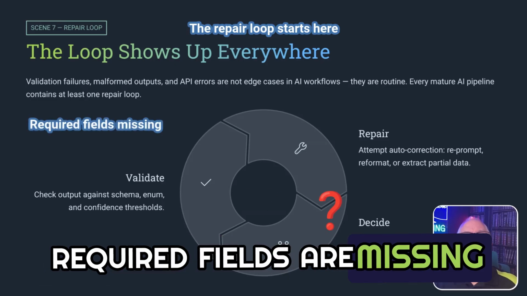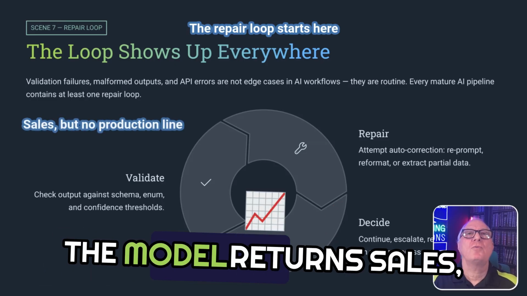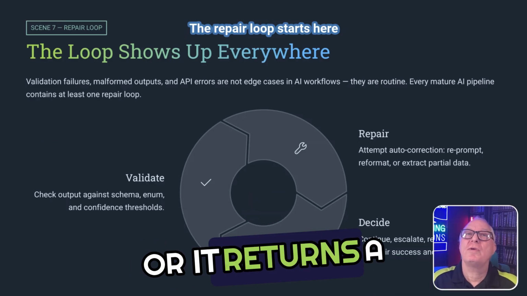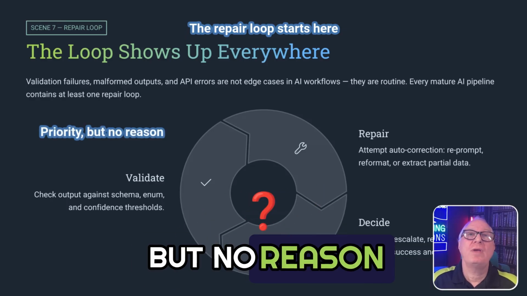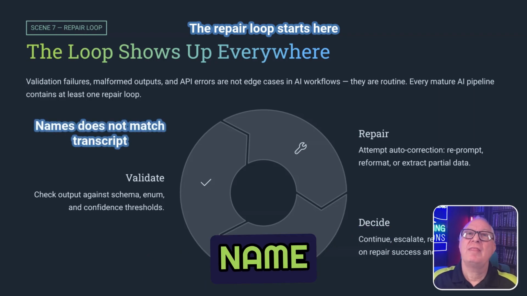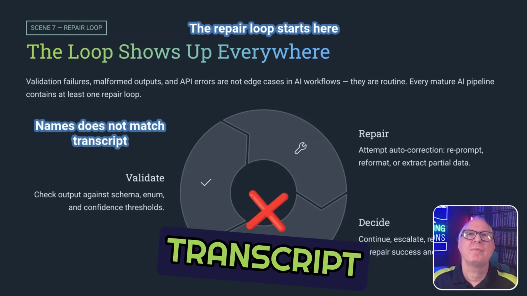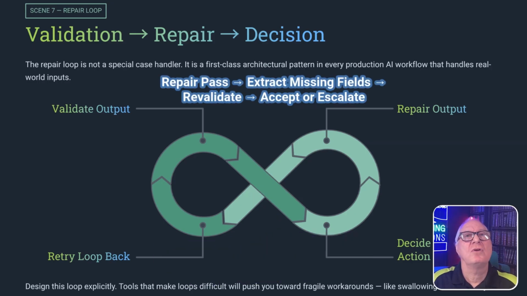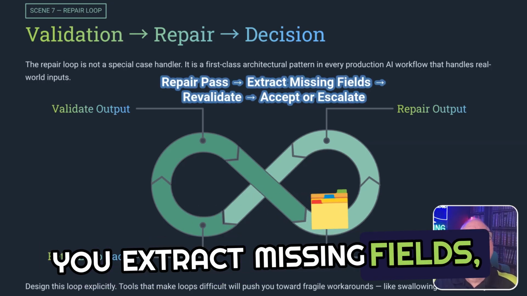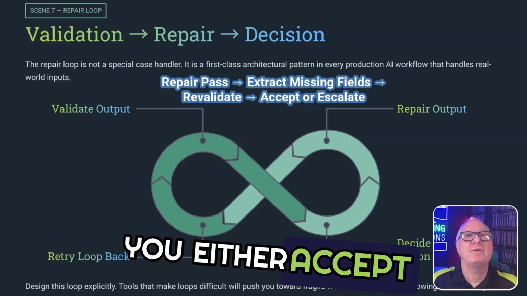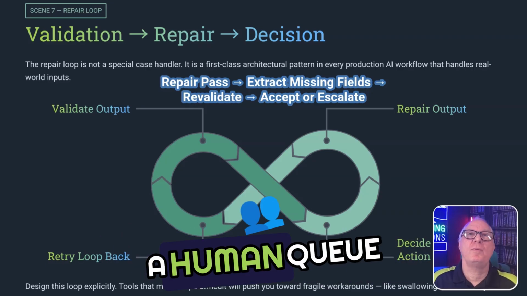Required fields are missing. The model returns sales, but no product line. Or it returns a priority, but no reason. Or it returns a name that doesn't match the transcript. So you run a repair pass, you extract missing fields, you revalidate. You either accept or you escalate to a human queue.